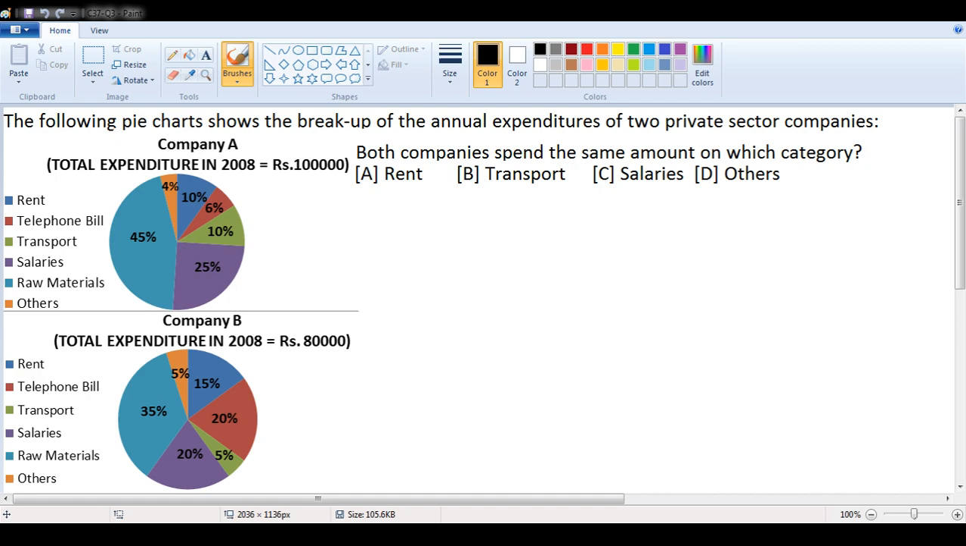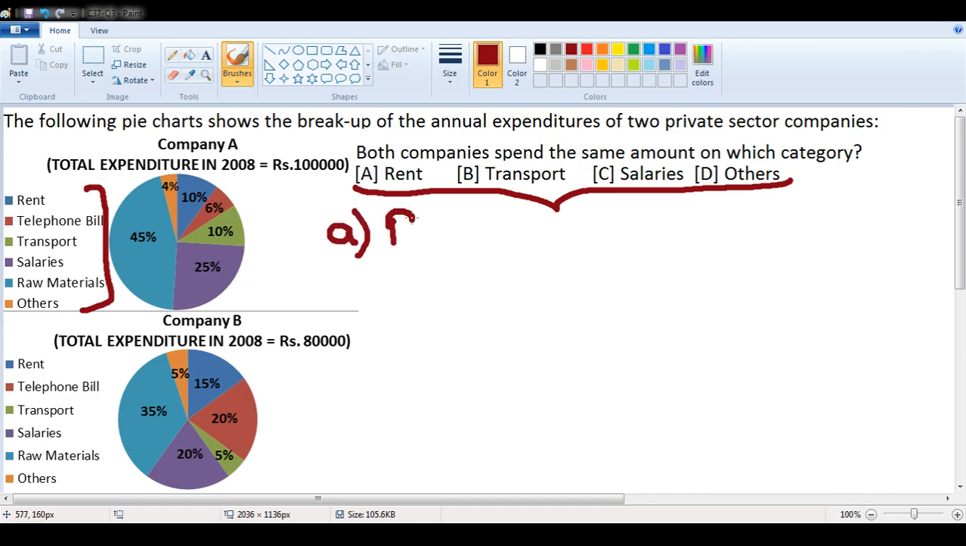Both the companies spend the same amount on which category? There are multiple categories, but some of the students I have seen taking all these categories to solve. Don't take all these categories. There are only 4 options out of the given options. Take only those 4 categories and check it out. First one, if I take rent, rent. Now see here, first one example I will tell you.